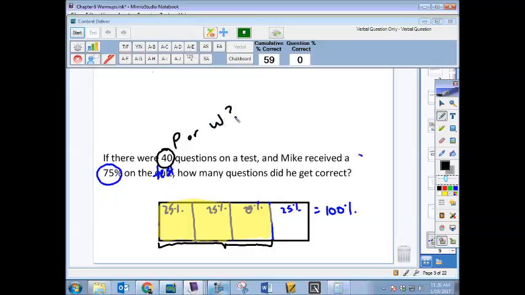That's what we've really got to figure out. Okay? And my question to you was, if I were doing this question, you should be able to think about this one logically, as if you were that student. And think about it. If there were 40 questions on a test, and if you got 100% on it, how many questions did you get correct?